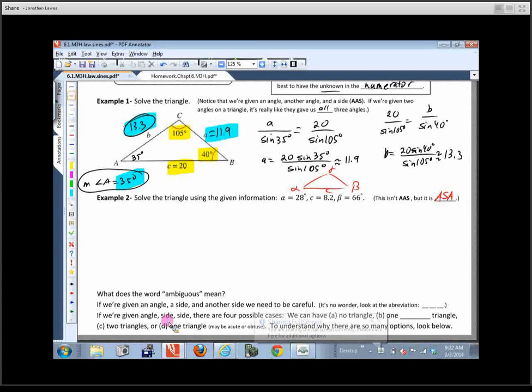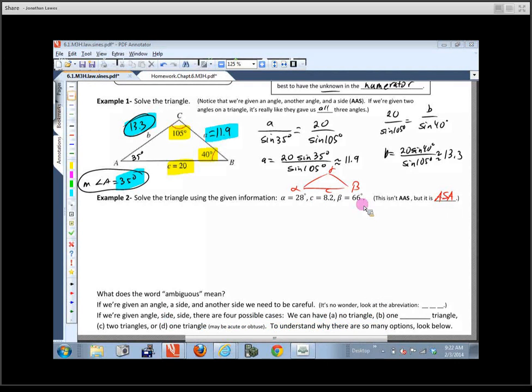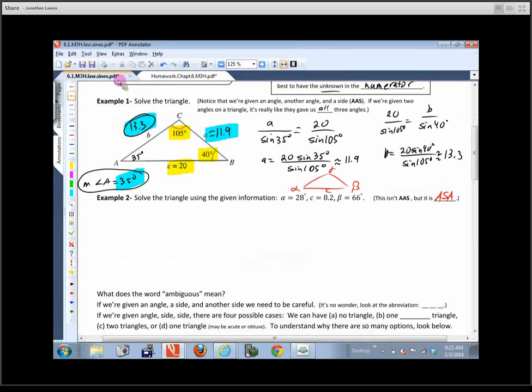Why is that still good news if we have to solve this? Yeah, you can find the third angle. If they give you two angles, you've automatically got the third one, okay? So what I would do on this one is draw this roughly to scale. So I'm going to draw a horizontal side like this.